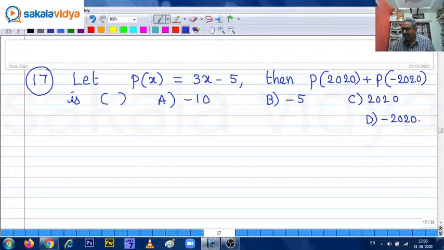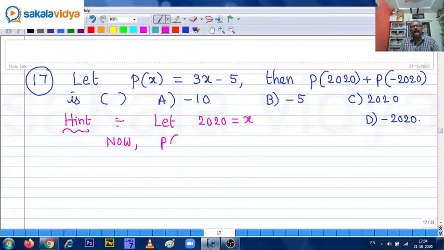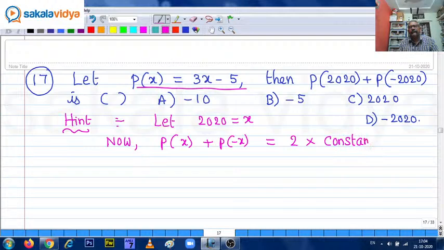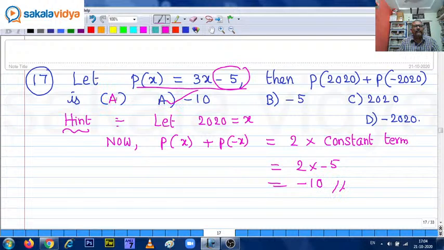So this problem can be done using logic. See the solution. Let us say this 2020 is equal to x. So now what we need to find out? P of x plus P of minus x. See, it's a linear polynomial. So 2 times constant term. What is the constant term? Minus 5. 2 into minus 5 is minus 10. So option A is the right option. Absolutely A.